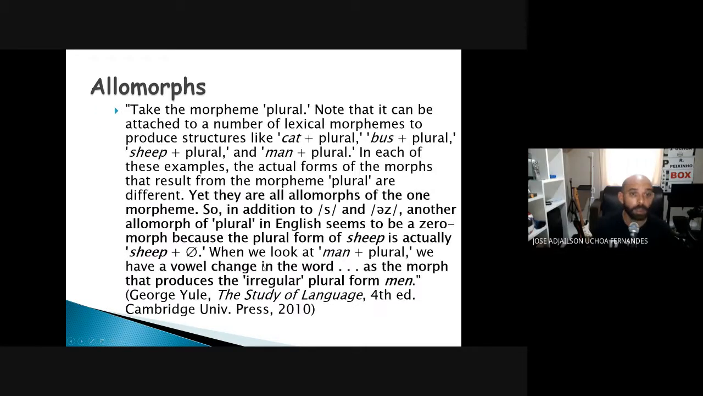So let's take the plural. We discussed this last class. We know the plural as either S, a final ES, okay? Sometimes for knife, wife, and so on, a final VES. But there is the zero plural. Let's discuss it. The plural can be attached to a number of lexical morphemes to produce structures like cat plus plural, the famous cats with a final S.